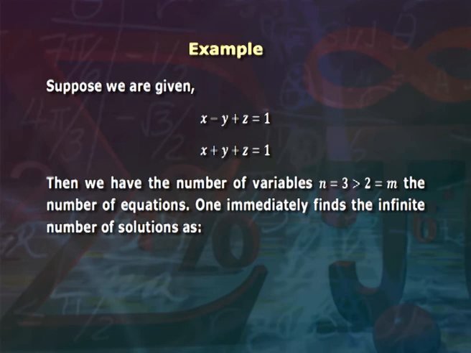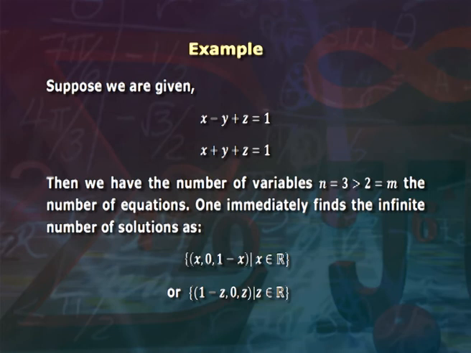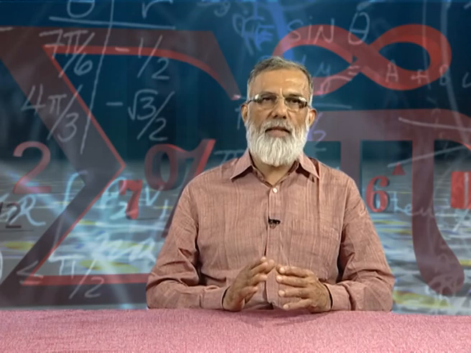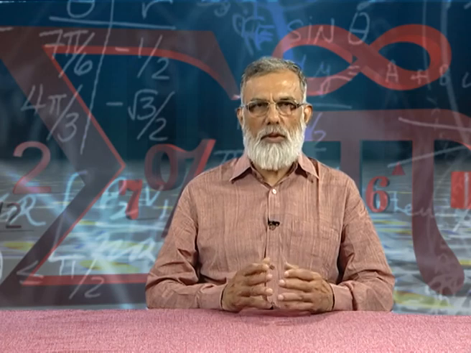One immediately finds the infinite number of solutions as the set of the elements (x, 0, 1 minus x), where x is in R, or the set consisting of (1 minus z, 0, z), z in R. When n is less than m, in general the system is overdetermined and there is no solution.